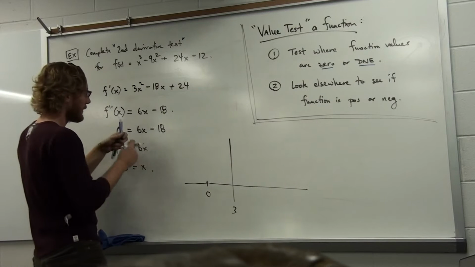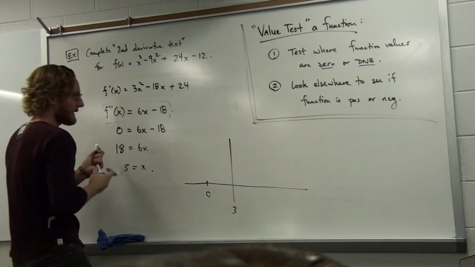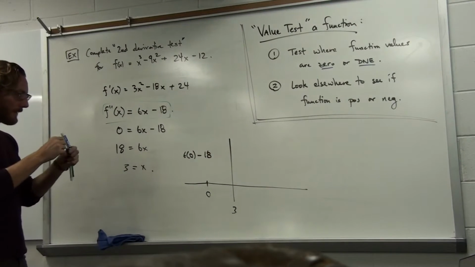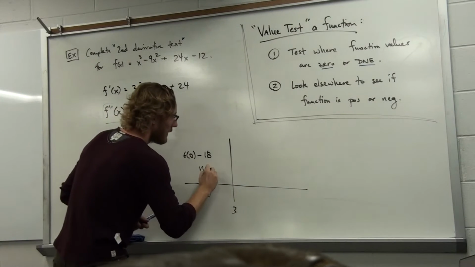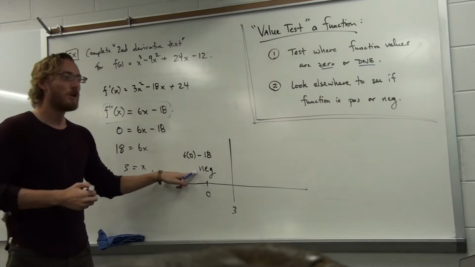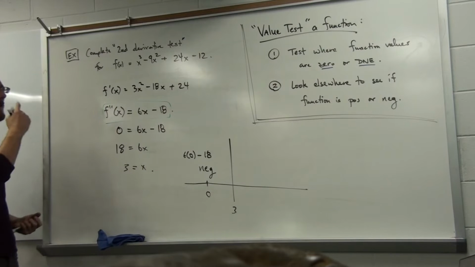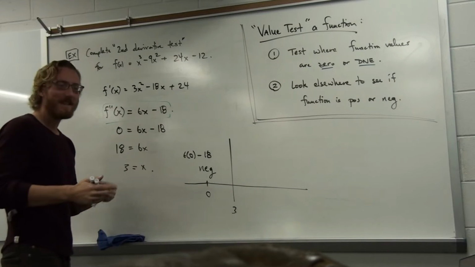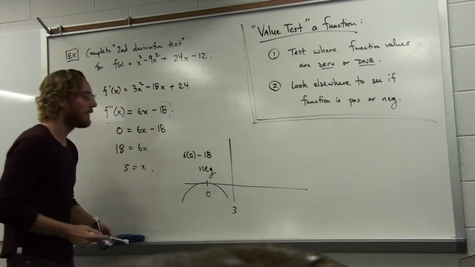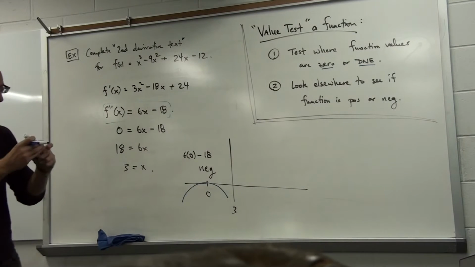So let's take a look. Our second derivative function is 6x minus 18, so this would be 6 times 0 minus 18. You can see quite clearly this is negative. And so we know that our second derivative is negative to the left of 3. But think about what this means. Second derivative negative, that means the function is concave down. That means the function takes the shape of a frown. All right, so we've got a frowning shaped function going into the point x equals 3.